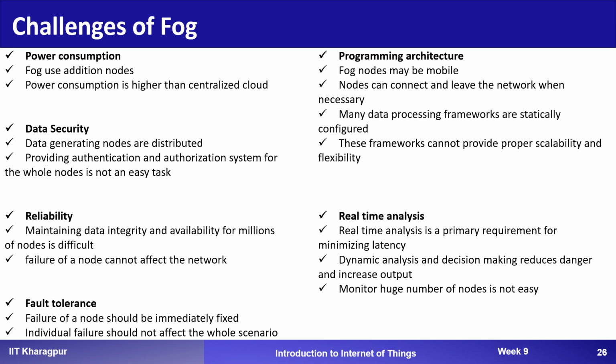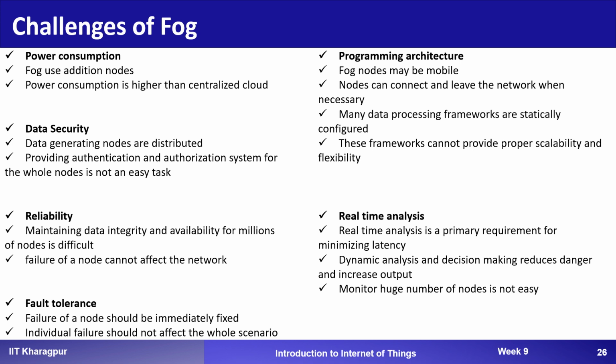And then next is your reliability. So maintaining data integrity and availability for millions of nodes is difficult in case of fog computing, and the failure of a node should not affect the network. Next is your fault tolerance. So failure of a node should be immediately fixed in case of fog computing. So individual failure should not affect the whole scenario.